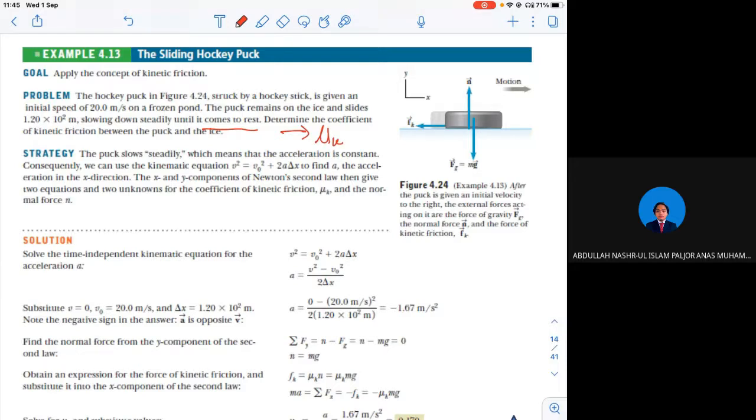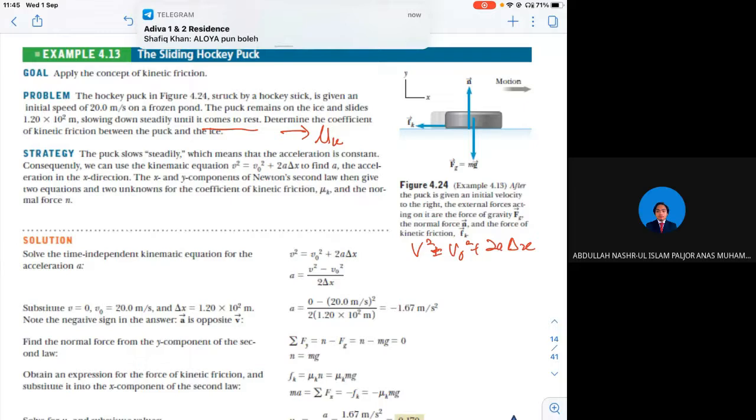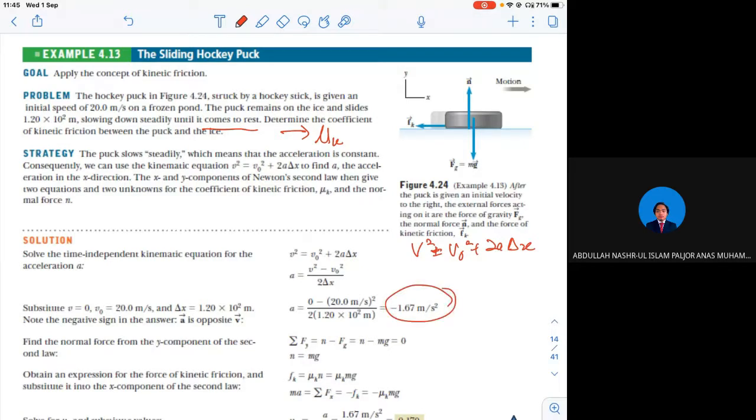So first of all, you need to know the acceleration. Using v squared equals v naught squared plus 2a delta x, you can find the acceleration from the given displacement. So the acceleration is 1.67 meters per second squared.